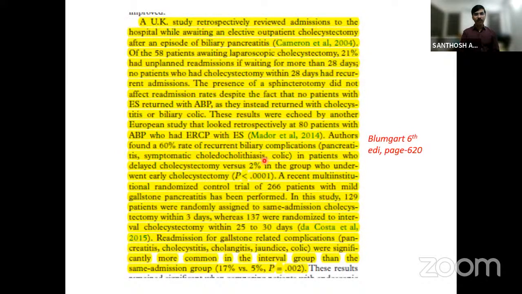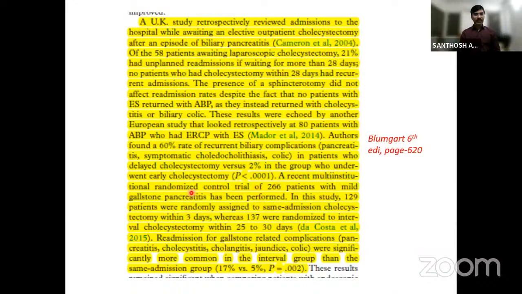So these are again straightforward questions from Bloomgard. It's a busy slide, but I'll just read it for you. So this was one study in which 21% had unplanned readmissions waiting for more than 4 weeks for interval cholecystectomy. Okay. And even after doing ERCP and endoscopic sphincterotomy, 60 out of 80 patients had recurrent biliary complications, which means you have done ERCP in the same sitting prophylactically or for choledocholithiasis. But if you wait for 28 days, then there are chances of further admissions for biliary complications also.